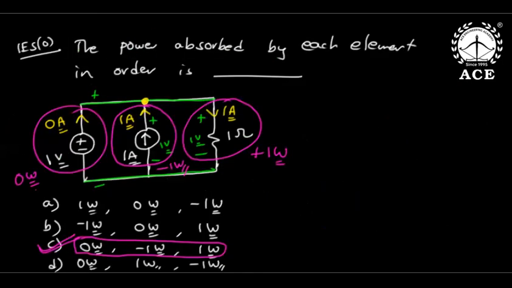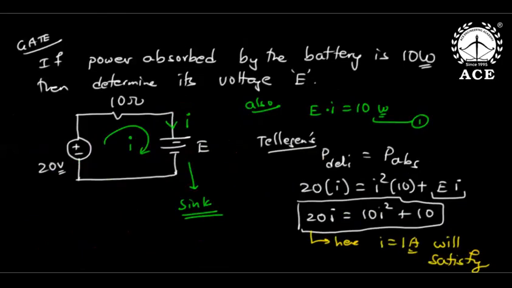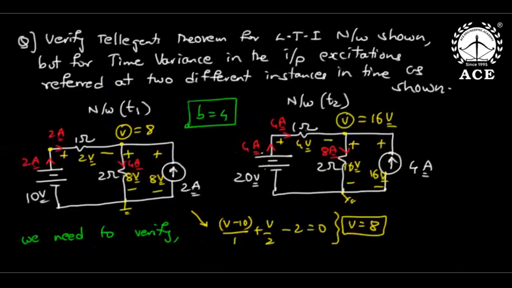Then I did some IES bits. Then I did this GATE bit, and also I verified one unique property about Tellegen's, that it is valid for any LTI network, even with time variance in excitation. So it is the same network, but defined at two different instances as the sources are varying.